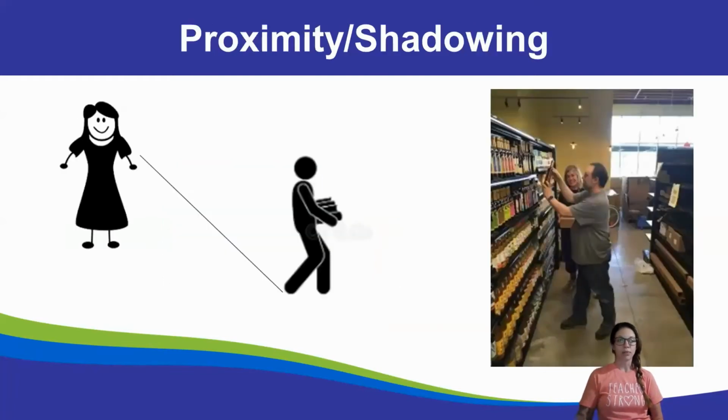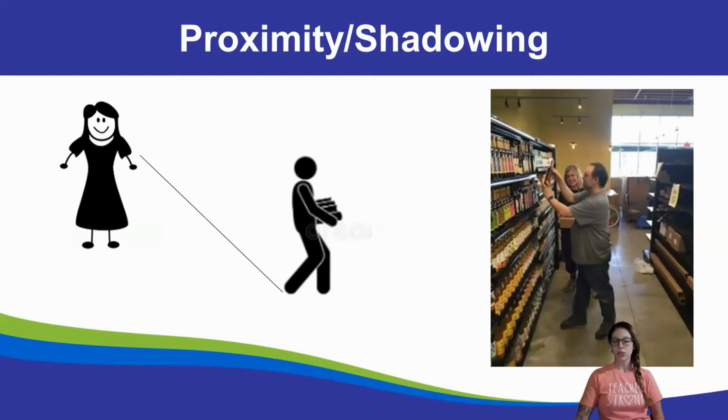Proximity or shadowing. This is still in the continuum and the least restrictive side of the hierarchy. Proximity refers to the distance between the job coach and the employee. It can also refer to the distance between the employee and the cue in the environment.